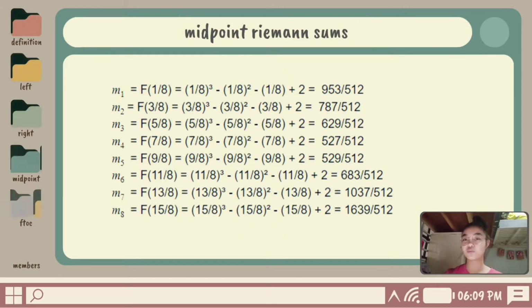The midpoints that we got should be equal to n. Therefore, our solution will be m sub 1 is equal to 1 over 8 cubed minus 1 over 8 squared minus 1 over 8 plus 2.